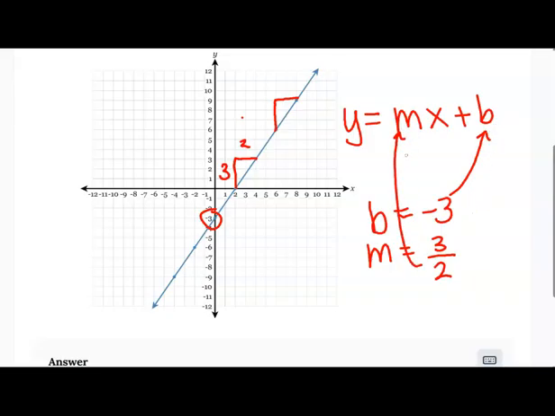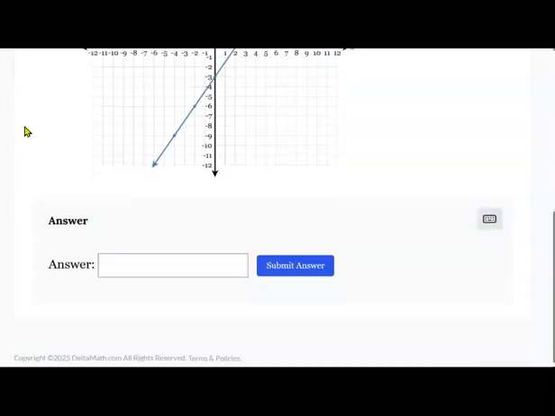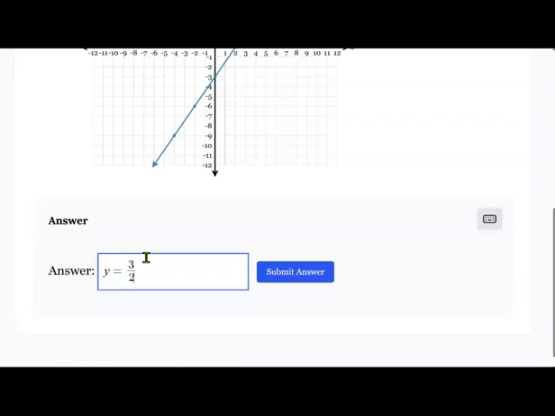So our sentence is going to be y equals 3/2 x, and then instead of a plus sign here, we're going to put a minus 3. So 3/2 x minus 3. And you'll type it in the answer box down here. Be careful, we don't want the x in the fraction. We want it to the side.